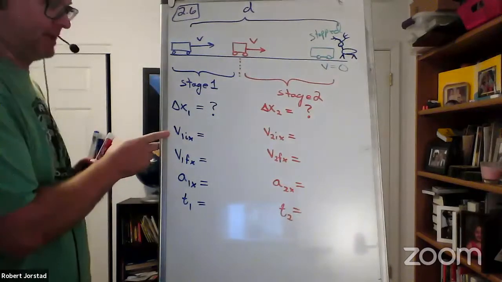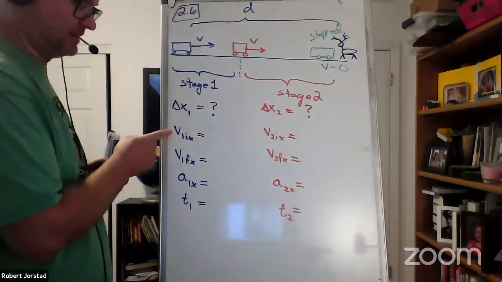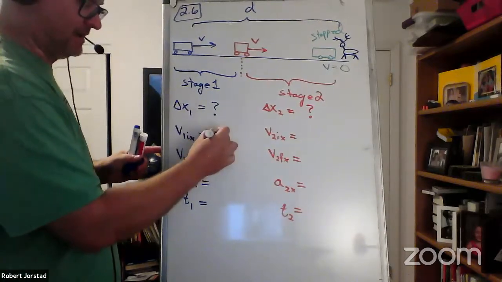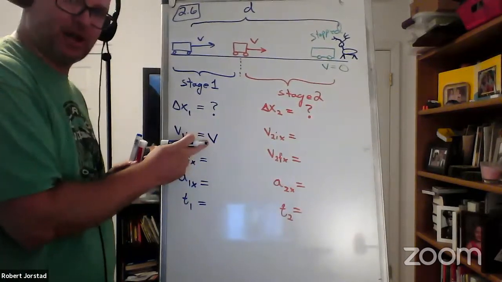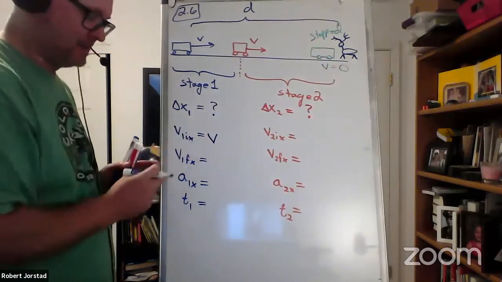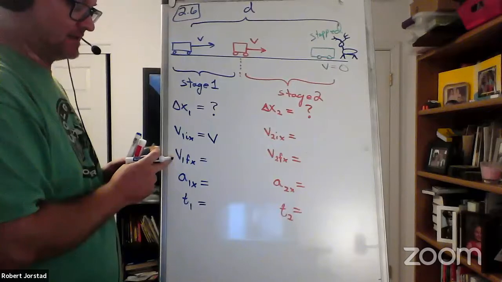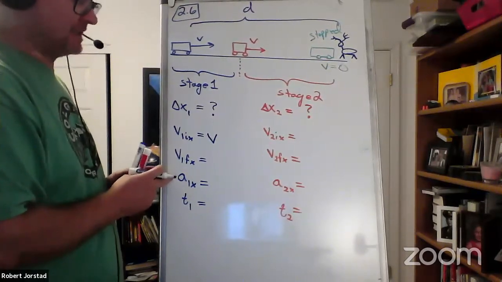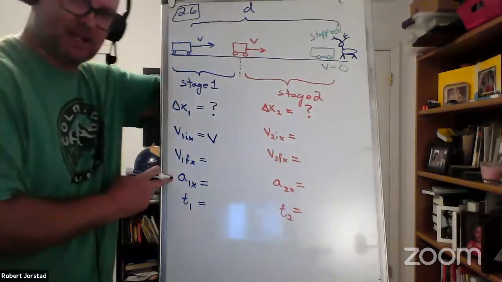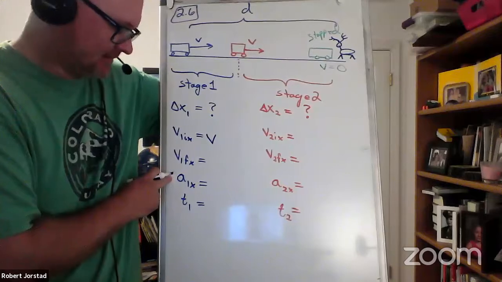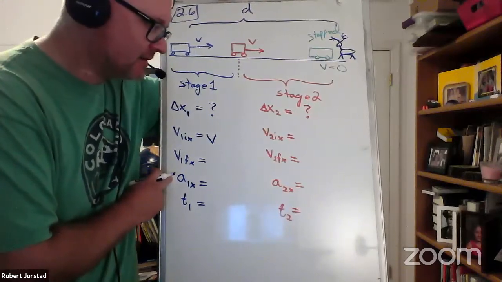Let's go down here. How about V initial x in stage 1? That one was given to us as V. Remember, because V was given in the problem, this is a known. So you have to assume that you know that. V1 final is equal to, well, let's skip down here to A. What's the acceleration assumed for stage 1 and why? What do you think? What's the acceleration there?